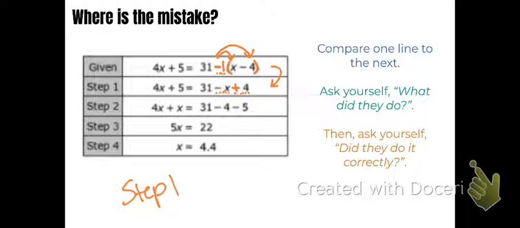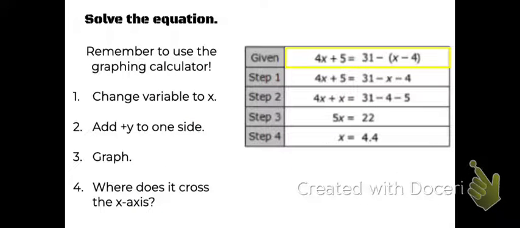Now let's look at finding the correct solution. Now on the state test, remember you can use the graphing calculator. So an easy way to solve these is to follow the steps here on the left. If you just have an equation with one variable, you want to make sure that variable, that letter, is x. If it's a p or an f or a t, the calculator is not going to recognize what those letters stand for. So change those variables to x. And they're already x in this case. And then you just add a plus y to one side of the equation.